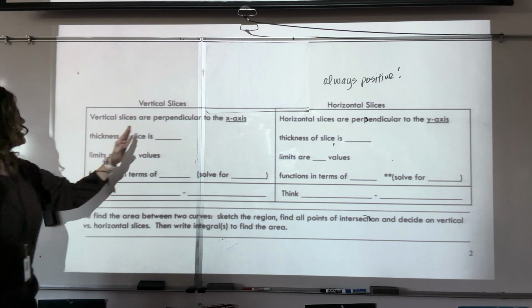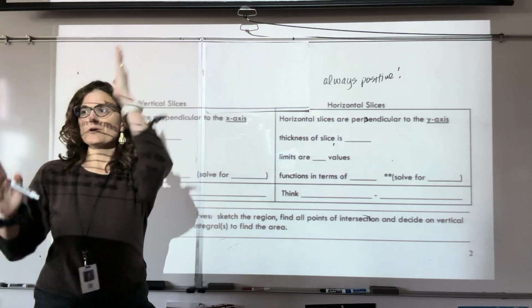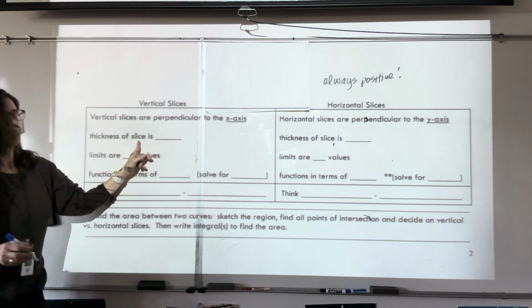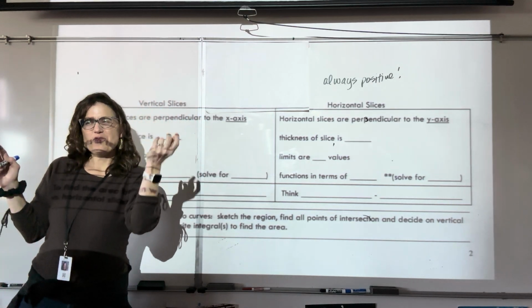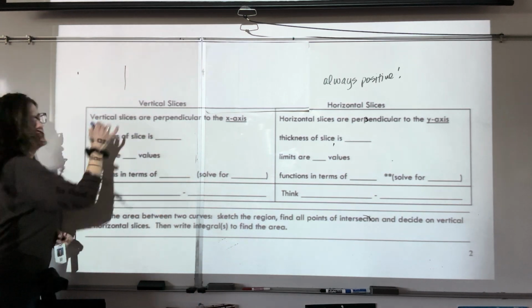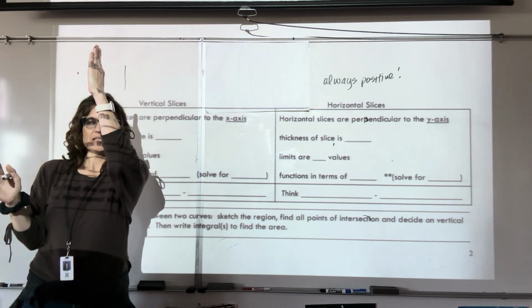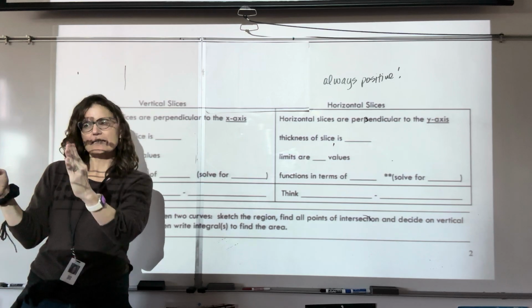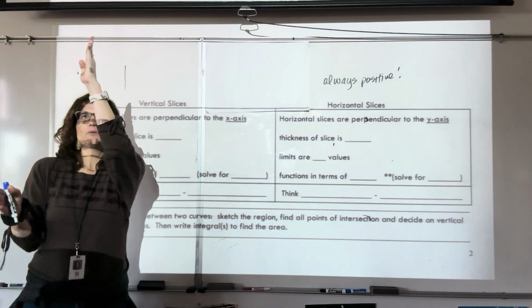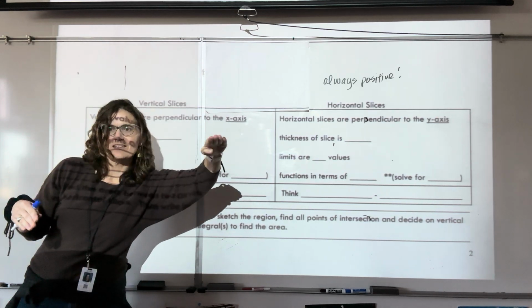Okay, so vertical slices, y'all. Vertical slices are always perpendicular to the x-axis. So this might feel weird, but we'll talk about the thickness of a slice. Like, we're going to take this region and we're going to slice things up. We're chopping it, yeah? So we're either slicing vertically or we're slicing horizontally, okay?